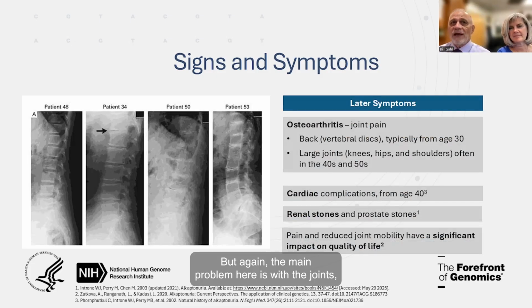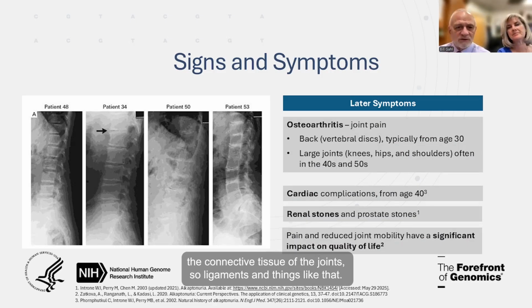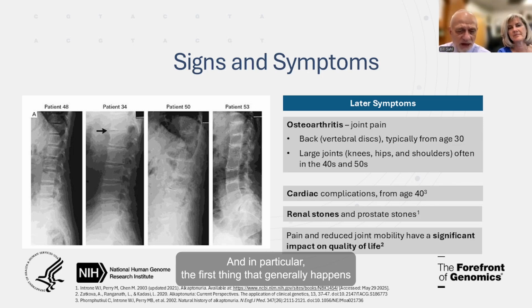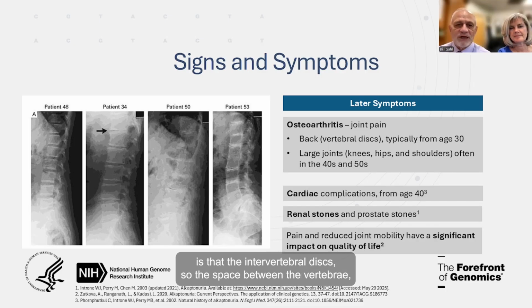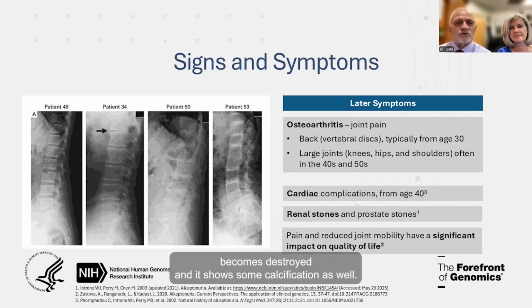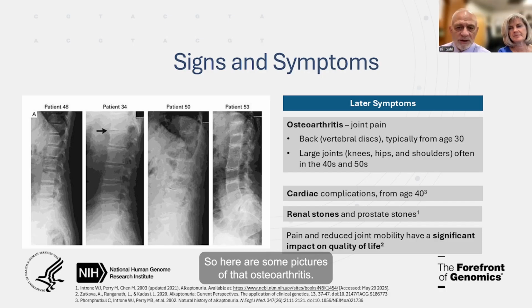But again, the main problem here is with the joints, the connective tissue of the joints, so ligaments and things like that. And in particular, the first thing that generally happens in that regard is at the spine. What happens to the spine is that the intervertebral discs, so the space between the vertebrae, become destroyed. And it shows some calcification as well. So here are some pictures of that osteoarthritis.